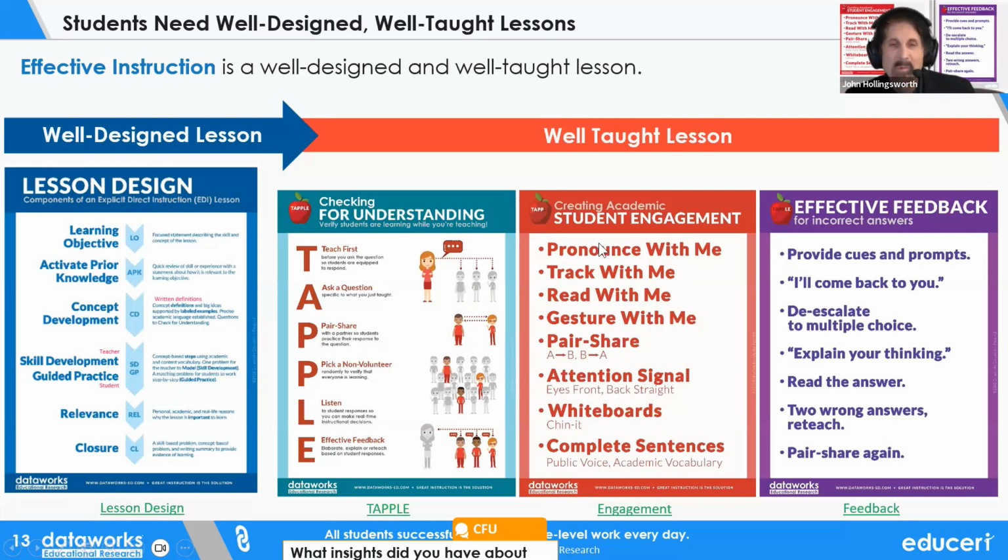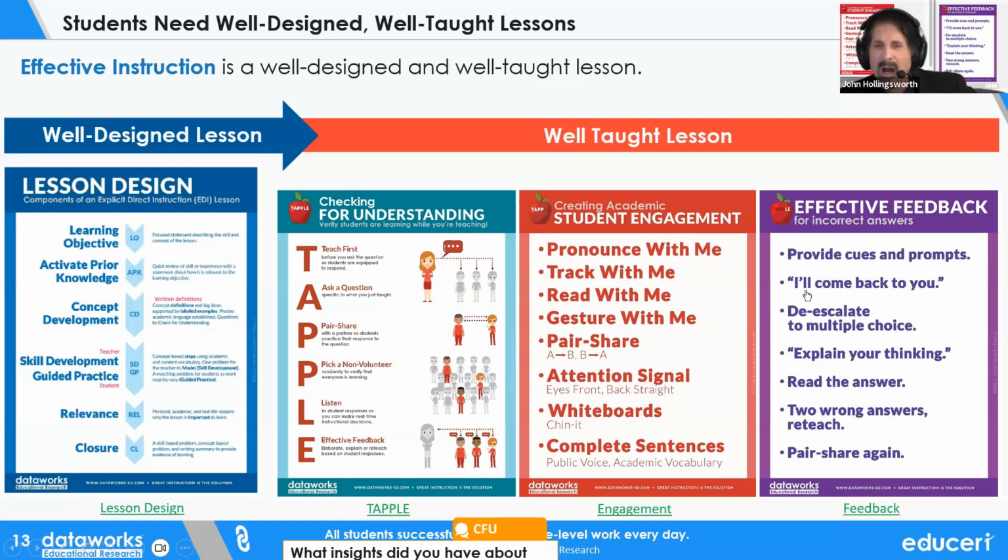All right, the student engagement, we're going to go over that in a couple of minutes. And then the next one is the corrective feedback, effective feedback. That's the last part of checking for understanding. What do you do when students have wrong answers? And I'm just going to read one of them right here. Let's just read all of it.